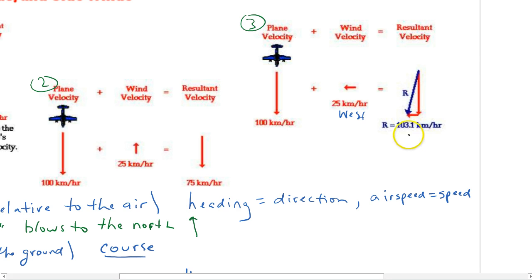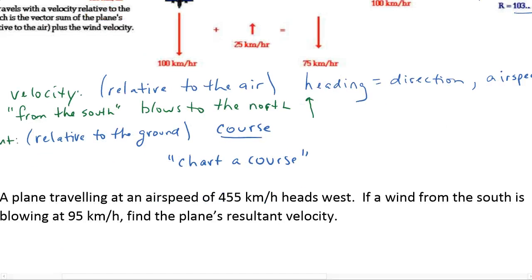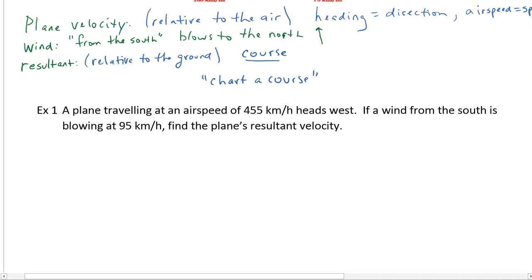And they get a resultant of 103.1 kilometers per hour. And we will also be figuring out the direction as well, so we would calculate the direction counterclockwise from east on that one. Okay, so let's take a look at a few examples.